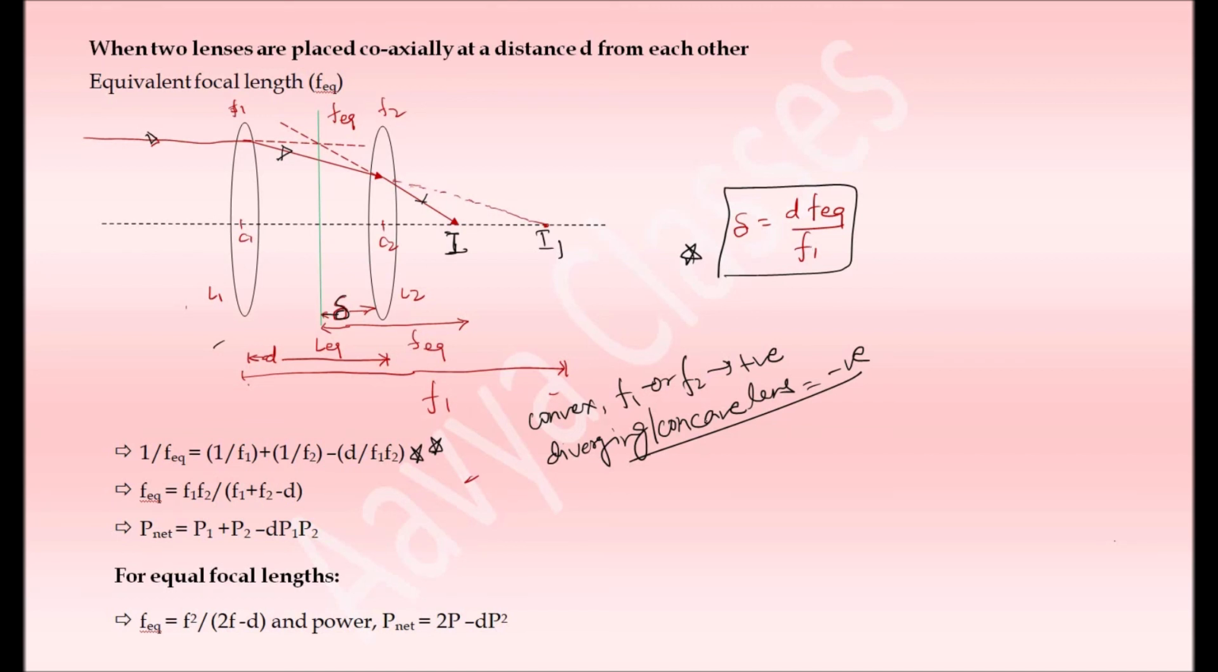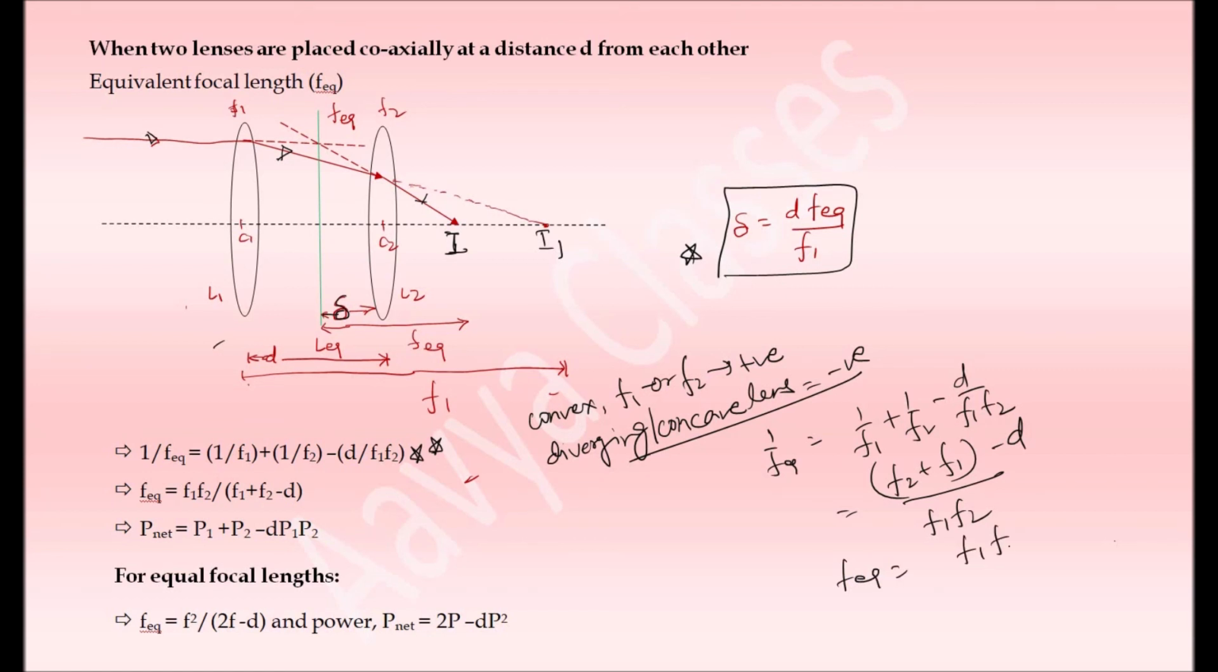So if we expand this, then 1 by f equivalent is equal to 1 by f1 plus 1 by f2 minus d divided by f1 f2. If we take the LCM of it, then we get f1 plus f2 minus d over f1 f2, and from there we get f equivalent is equal to f1 f2 divided by f1 plus f2 minus d. So clearly this is the value of equivalent focal length.